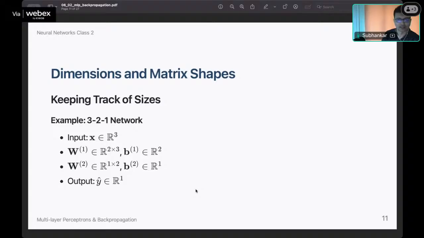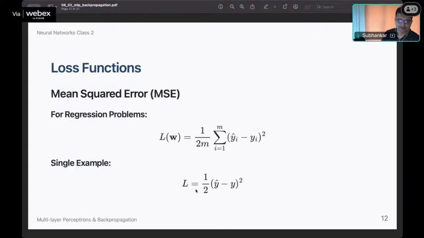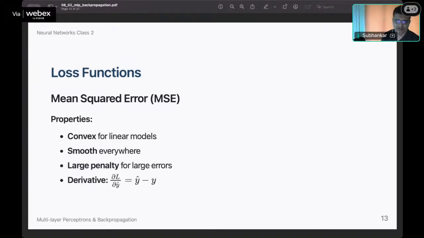And the other topic is loss functions. We have covered this anyway. Mean squared error: the advantage is of course that it's convex for linear models. It's smooth everywhere. It has a large penalty for large errors, and its derivative is also simple.